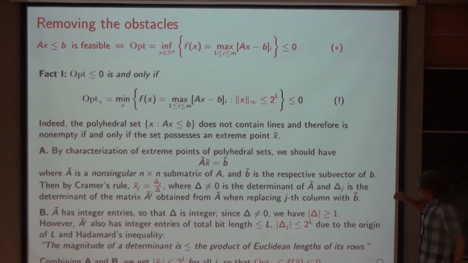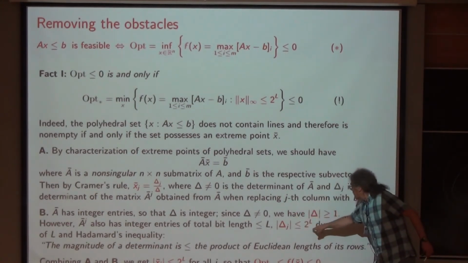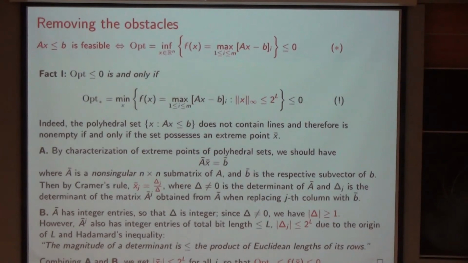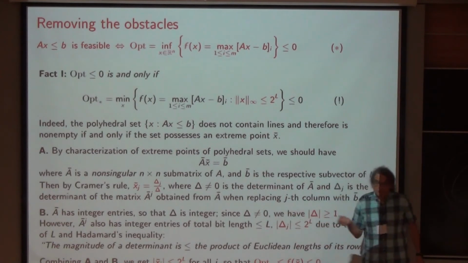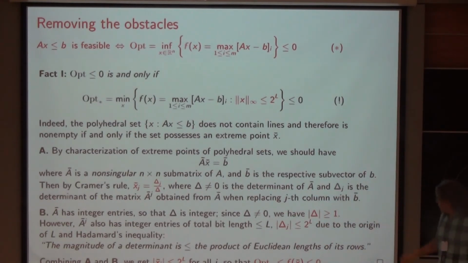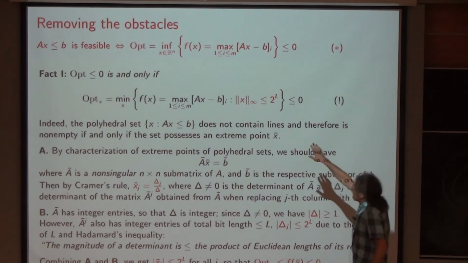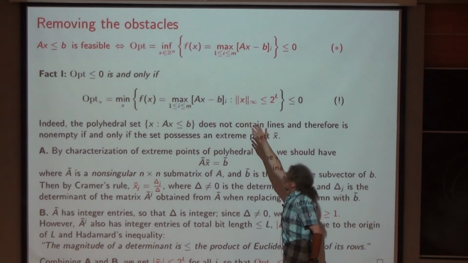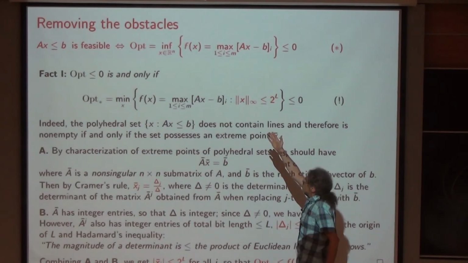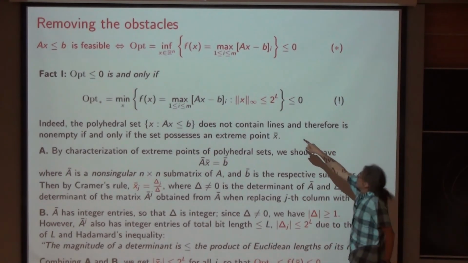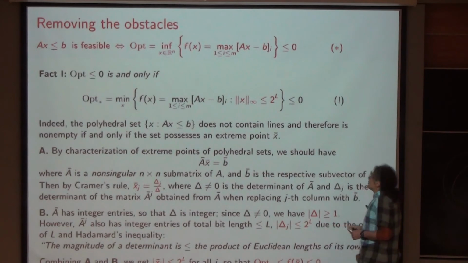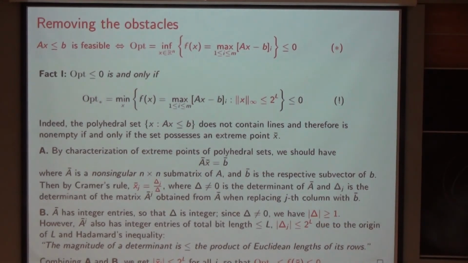All the lengths of the columns are bounded by L, so the determinant, as it happens, is bounded by 2 to the power L. And then we obtain that all the extreme points of this set will be bounded. Their components will be bounded by 2 to the power L. So instead of looking at the original problem, to verify if the optimal value of the original problem is negative or not, we can just look at this bounded problem, trying to get the answer for bounded x's.